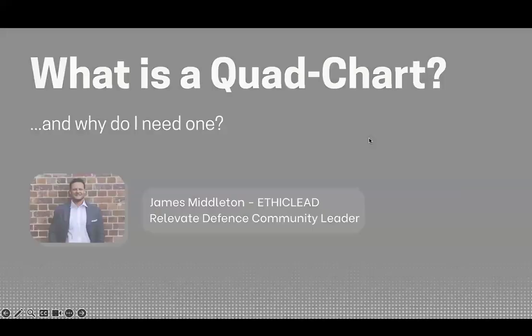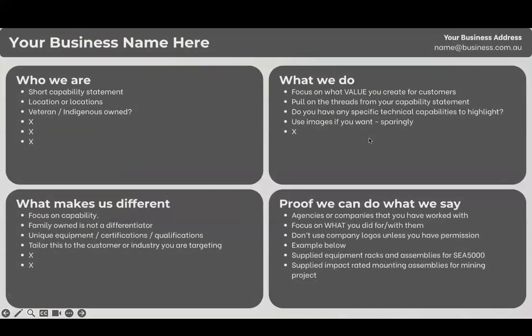Alrighty, here we go. This is what a quad chart looks like, and I can provide this and a couple of other examples of templates. This is just straight off Canva that I put together. What it's doing essentially is breaking your who we are and what we do down into clearly defined areas that can be directly compared with other suppliers and directly compared against project or bid requirements.